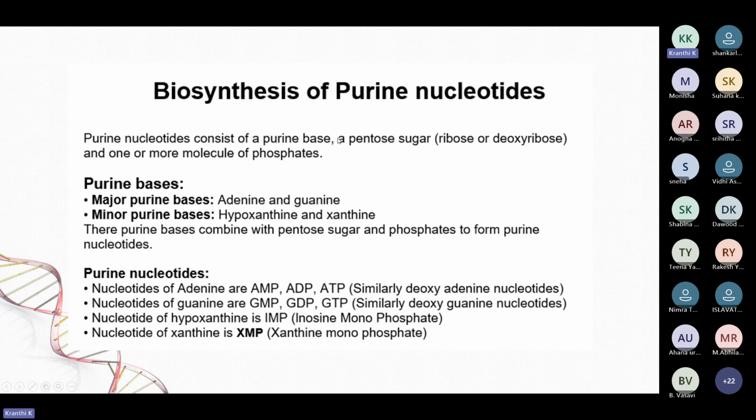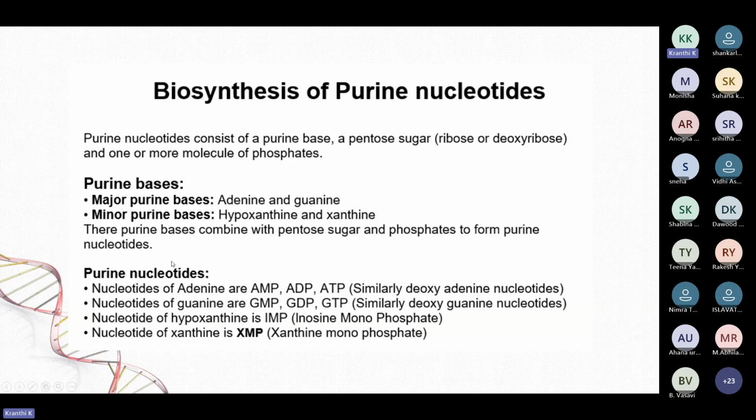What are the purines here? Already we discussed the purines, right? Adenine and guanine are the major purine bases, but along with these we have some other purines also, called the minor purine bases. What are the minor purine bases? Hypoxanthine and xanthine. So these purine bases combine with pentose sugar and phosphates to form the purine nucleotide.